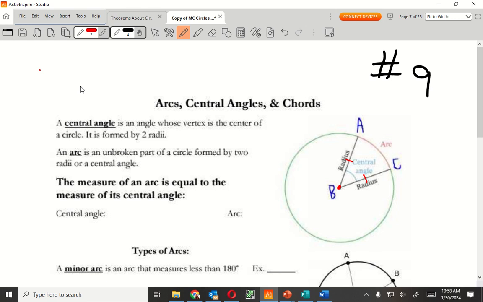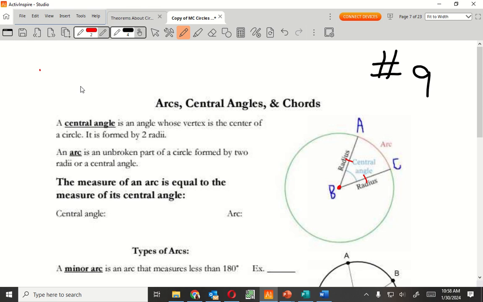That's supposed to be important, okay? It's almost like I said it 3 times, and I'll say it again. All radii in a circle have the same measure. It's going to be on the test later on. Did you get it? Okay, good. An arc is an unbroken part of a circle formed by 2 radii in a central angle.